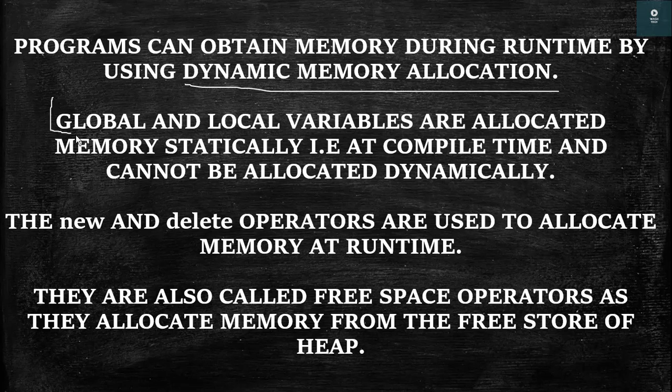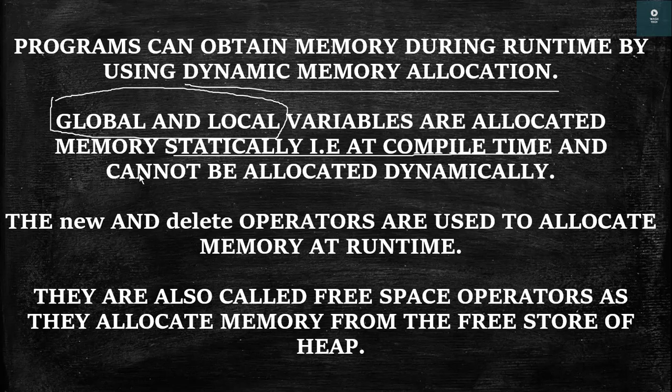Now, global and local variables. There are two kinds of variables: the first one is global and the second one is local, and you know the difference. These variables are allocated memory statically, that is, at compile time and not at runtime. And there is no way of allocating memory for global and local variables at runtime.